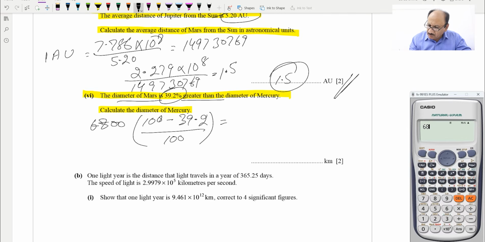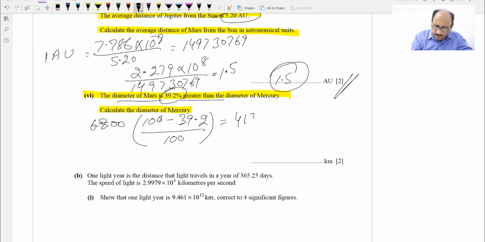So this will be 6800 into 100 minus 39.2 over, okay, so I have to take fraction over here, and then I have to write 100 minus 39.2 over 100, and bracket close, and this will give us 4134. So 4134 will be our answer in kilometers, and this is for 2 marks.